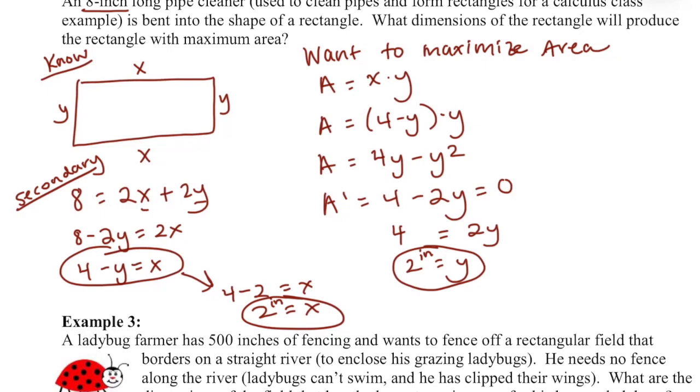Okay. Before you move on, always make sure to reread the question to make sure you found what you needed. This says what dimensions of the rectangle will produce the rectangle with the maximum area. I have my dimensions. Sometimes the problem will say, and now find the area, and so I'd have to find the area by multiplying them together. In this case I didn't, so I'm done.